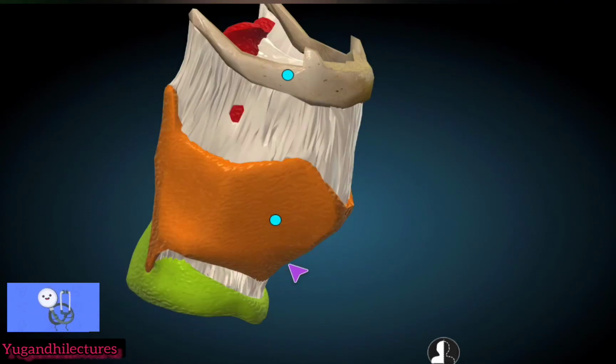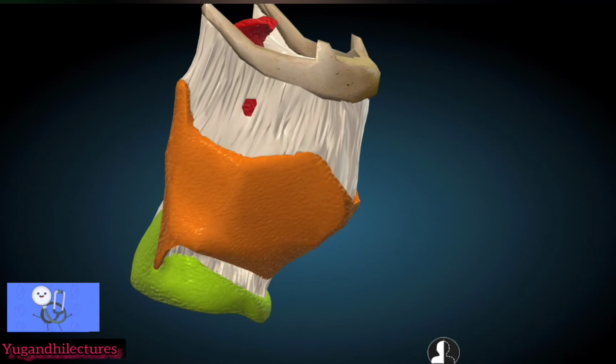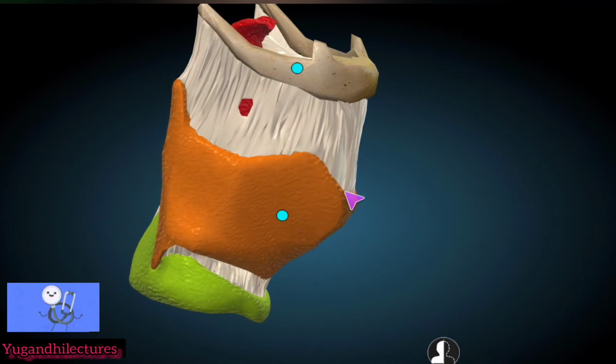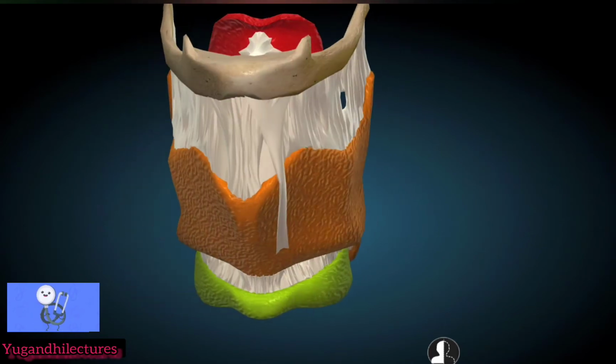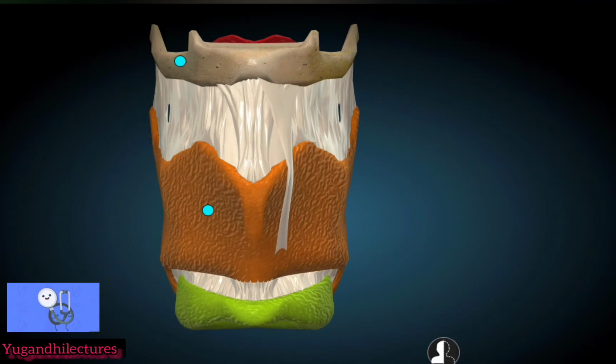The laminae are roughly quadrangular in shape and they are placed obliquely with respect to the midline. You can appreciate the obliqueness of the lamina with respect to the midline. Then coming to the borders. The anterior borders fuse together. Here you can see the anterior borders of the right and left laminae fuse, and at the lower portion it forms a prominence, and this prominence is called the laryngeal prominence.